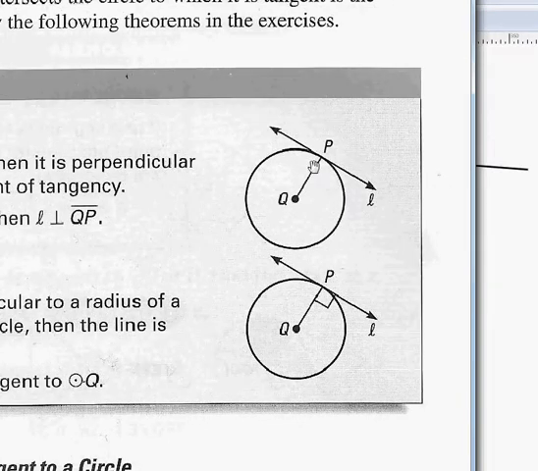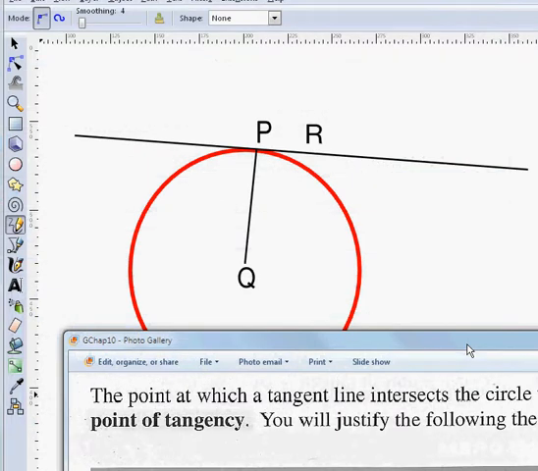So here we have a circle with a center of Q. We have a line, L, which is tangent to the circle with center Q, and it touches the circle at point P, which is known as the point of tangency. The theorem states that the line segment QP is therefore going to be perpendicular to line L. And now we're going to try to show why that is the case.